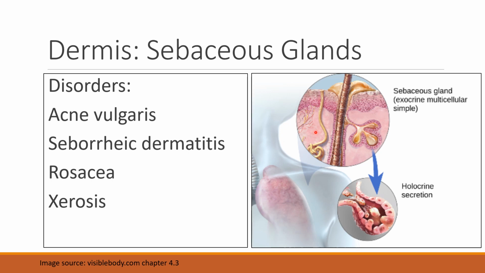And disorders of these sebaceous glands, we talked about acne, where they get plugged up, and then you can get a pimple, or worse sometimes. There's other conditions called seborrheic dermatitis, a dysfunction of this sebaceous gland, and a condition called rosacea. And then xerosis is a condition of dry skin, right? If your sebaceous glands aren't working properly, they're not going to secrete that oily substance, which can result in dry skin. The fancy term for that is xerosis.